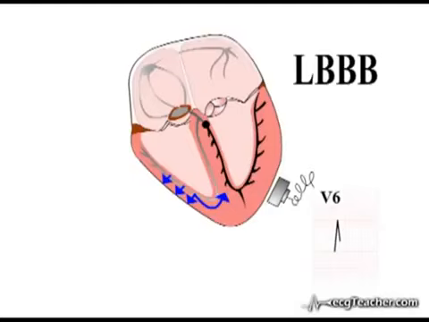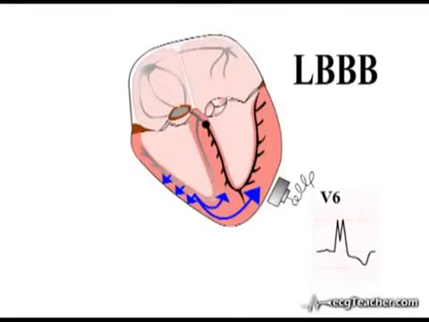However, as this process is taking place, the signal finally reaches the left ventricle from the right side of the heart. The slow spread of signal through the left ventricle dominates all others, and as it is moving towards V6, it generates a second R wave in this lead.